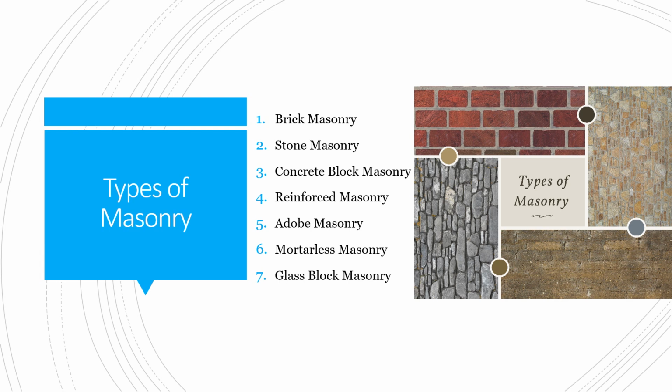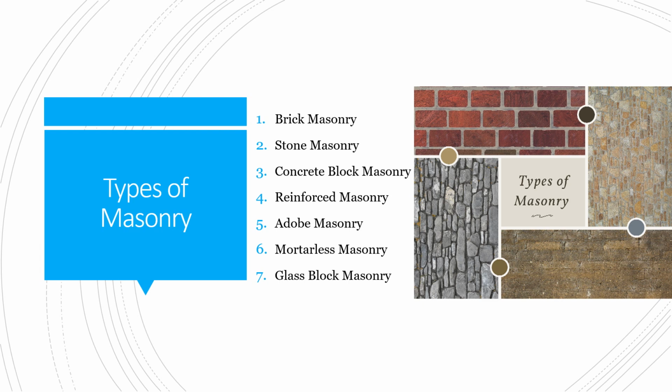Now the next is reinforced masonry. In this type, the masonry units are combined with reinforcement elements like steel bars or mesh. The reinforcement helps increase the tensile strength of the masonry structure, making it suitable for taller or long load-bearing applications.